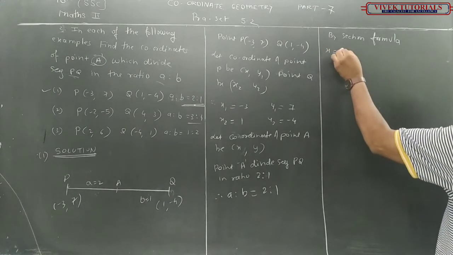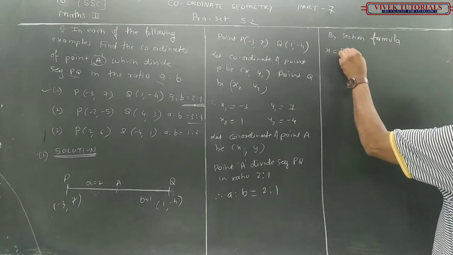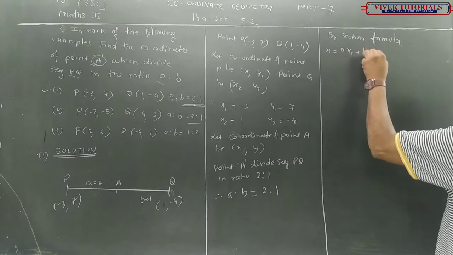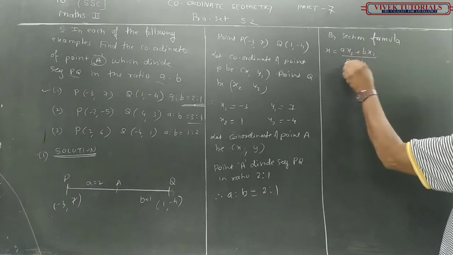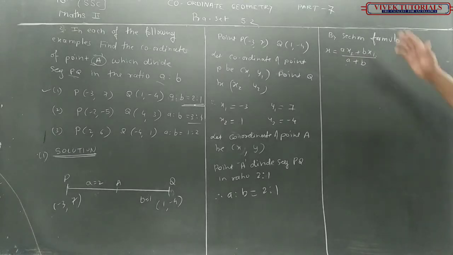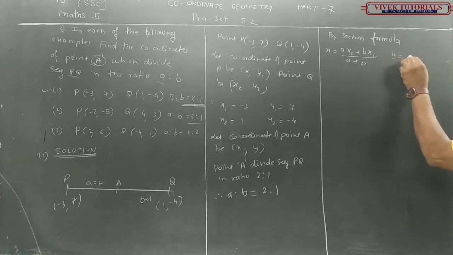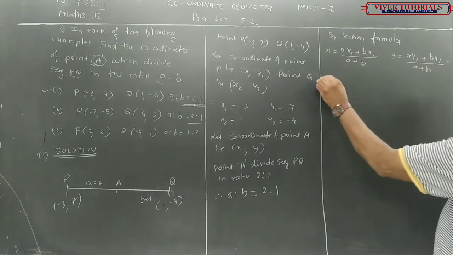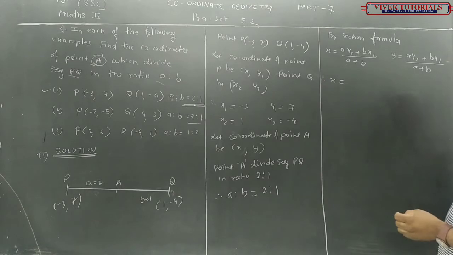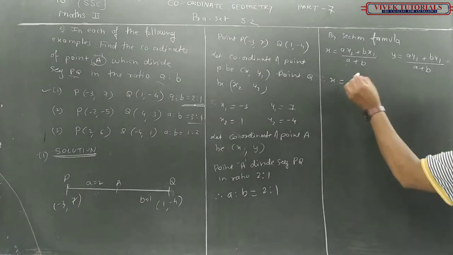Have you understood now? Now, by the section formula, x is equal to (ax2 plus bx1) upon (a plus b). See, mx2 plus nx1 upon m plus n, right? Here, in place of m and n, a and b have come. And your y will be (ay2 plus by1) upon (a plus b). Therefore, the value of x is... the value of a is 2.